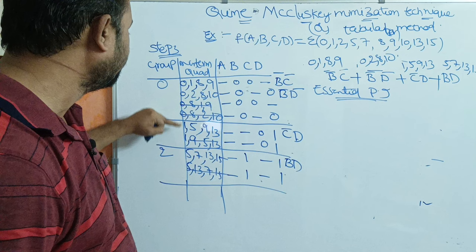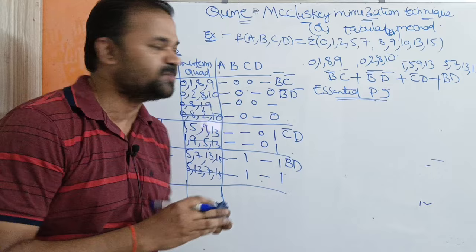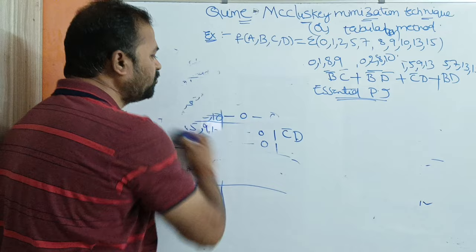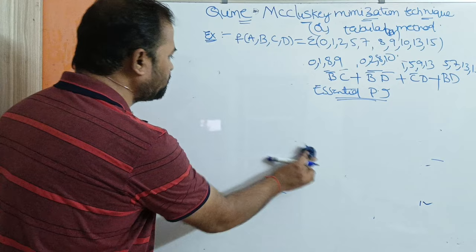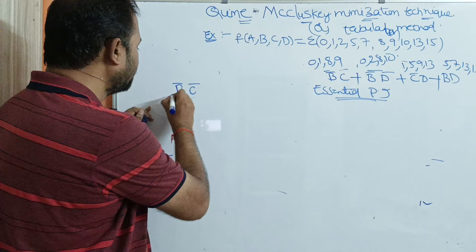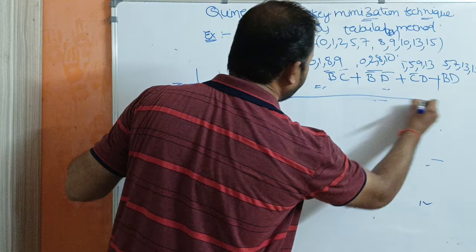Now let us find out the essential prime implicants. For space constraints, I am erasing this portion. In order to find essential prime implicants, we have to form a table. So here, what are the minterms? B bar C bar is the minterm. For B bar C bar, essential prime implicants. For B bar C bar, what is the minterm?